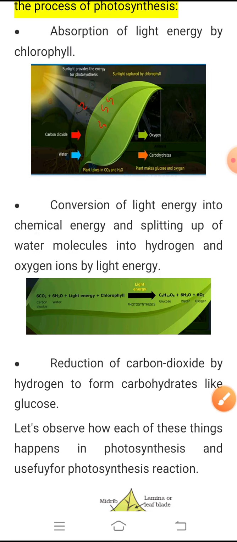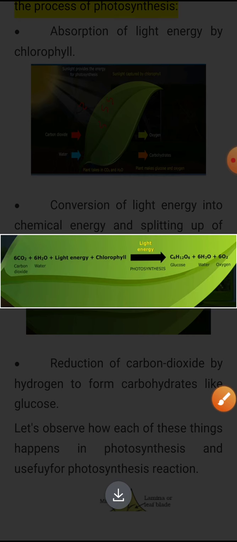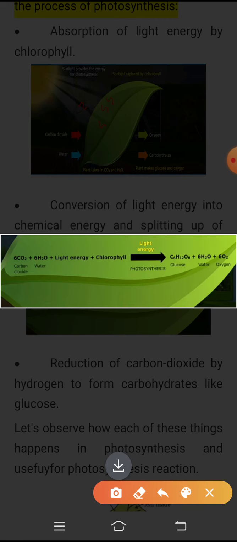This also can be shown with the help of the chemical equation which I have written earlier, which I have explained to you earlier. Under the process of photosynthesis, once the light energy is absorbed by chlorophyll, the carbon dioxide and water in the presence of light energy are capable of producing glucose, water and oxygen.